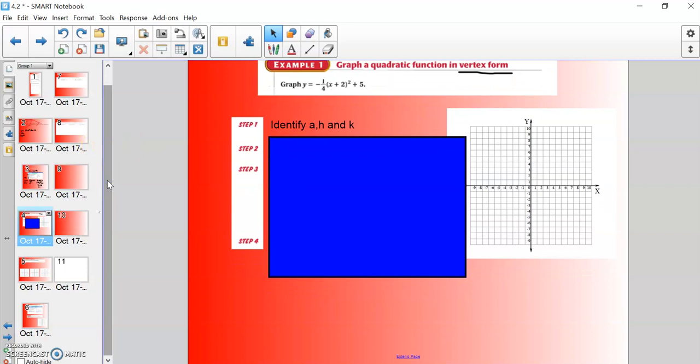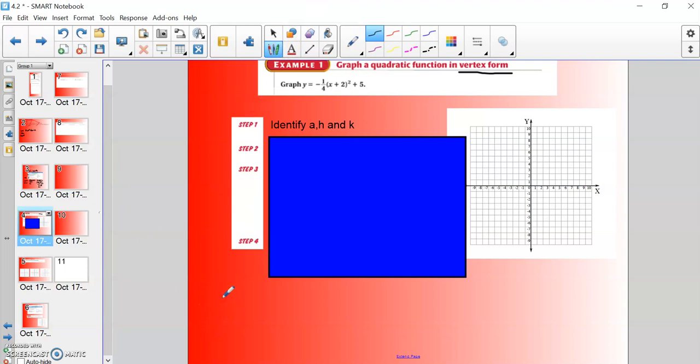Negative 1/4 (x plus 2) squared plus 5. So y equals negative 1/4 (x plus 2) squared plus 5. So identify A, H, and K. A is negative 1/4. H is what? Think about it in your head for a minute. It's originally minus, so this is minus a negative 2. H is negative 2. K is positive 5. So step 1, identify A, H, and K. We now have done that.